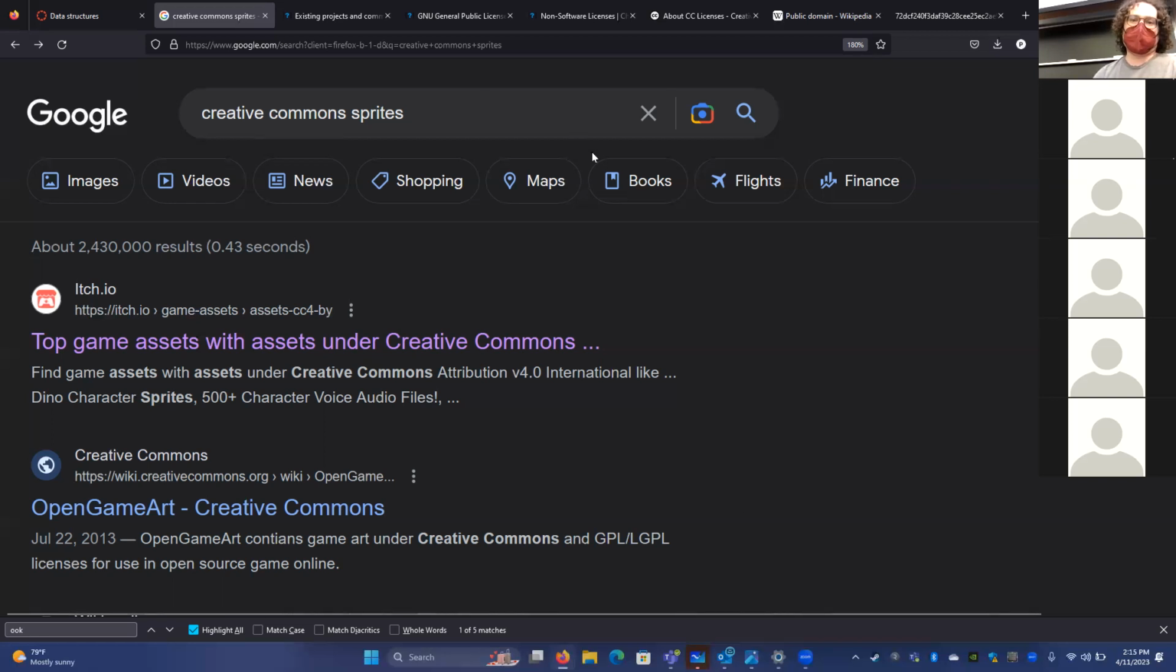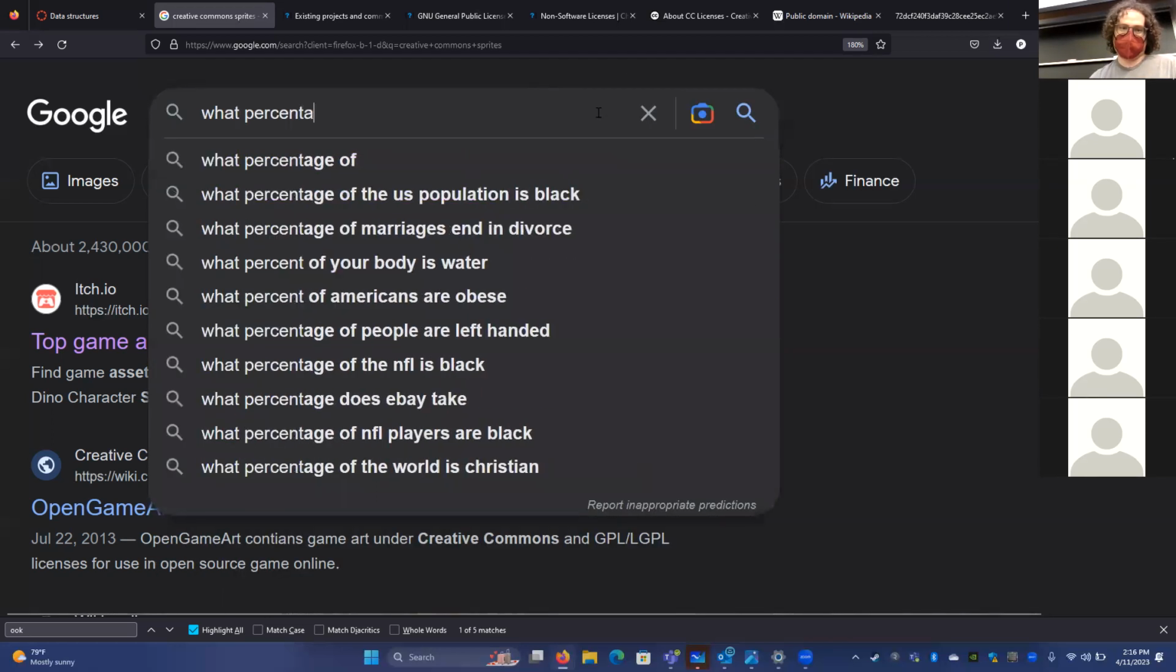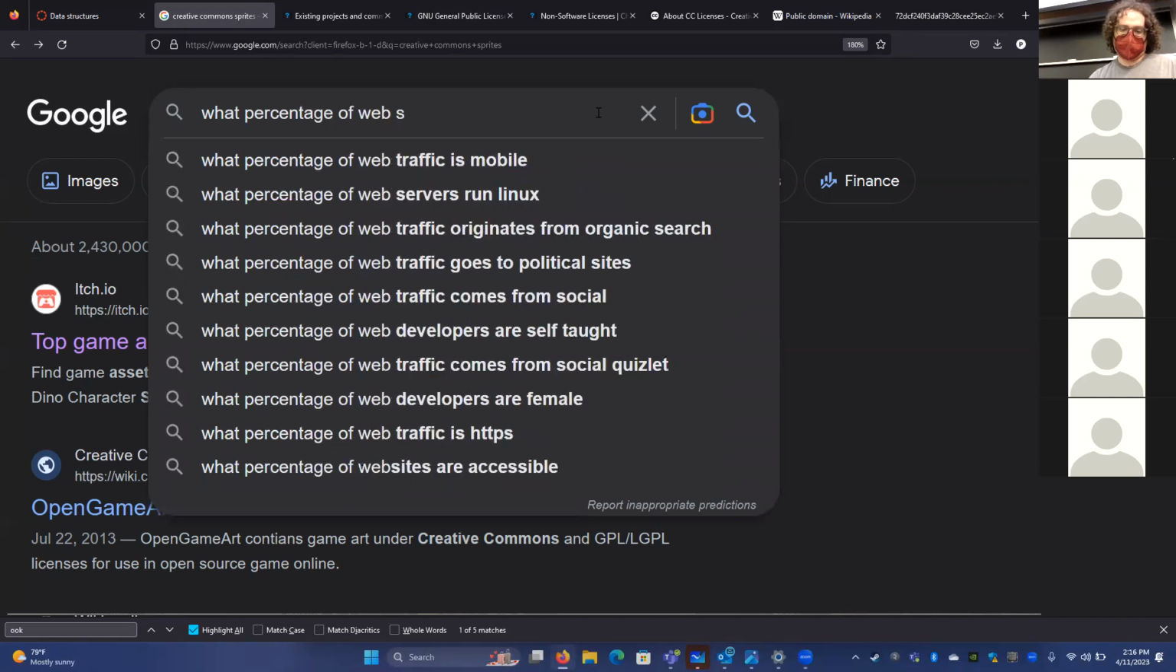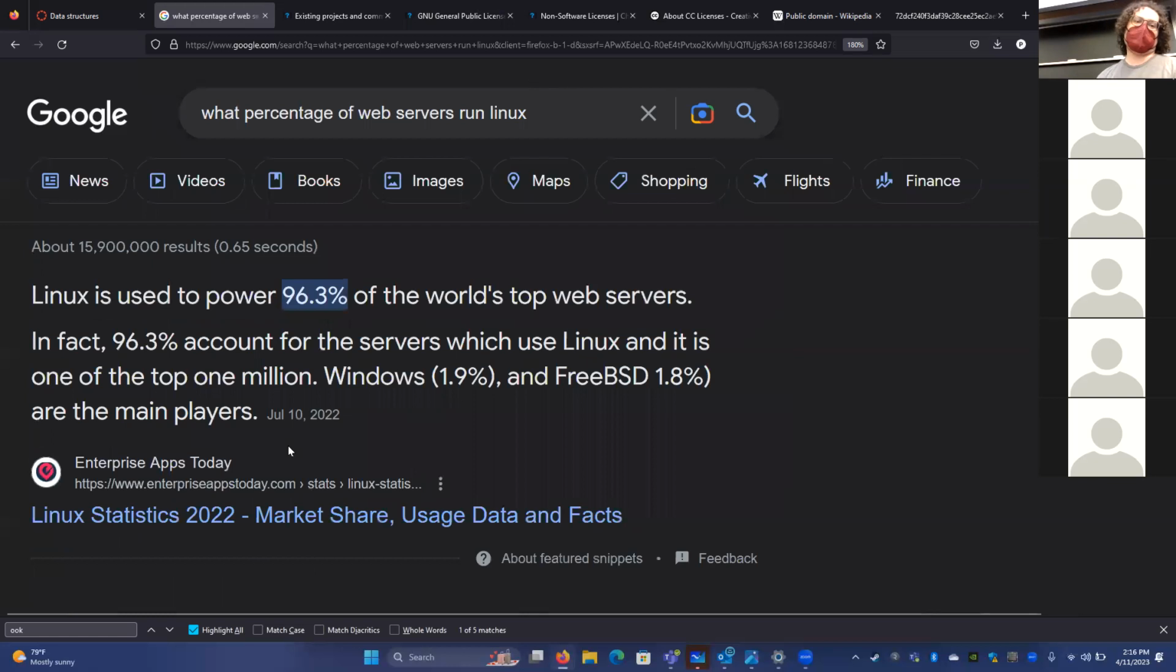Let's see. I haven't looked at the stats for web browsers, but not web browsers, websites and web servers. Does anybody know just off the top of their head what percentage of web servers use Linux? Here we go. What percentage of web servers? Oh, there we go. About 96.3% using open source software.